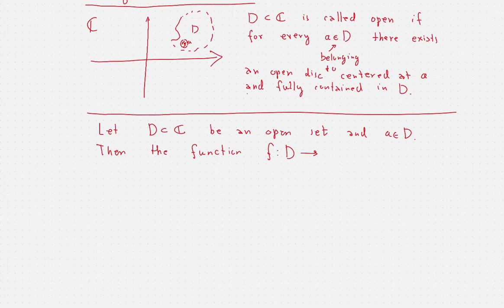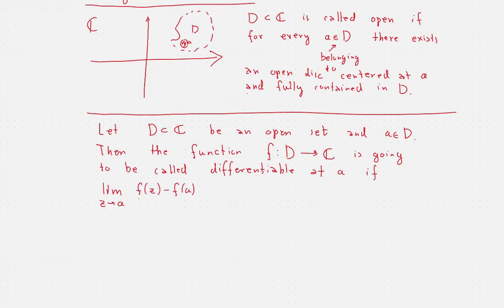is going to be called differentiable at A if the limit as z approaches A of f of z minus f of A over z minus A is a complex number.